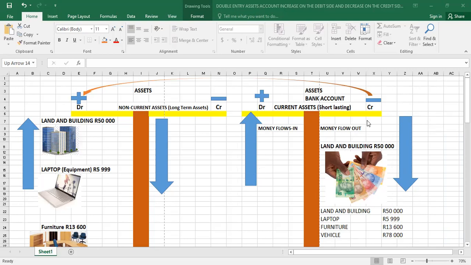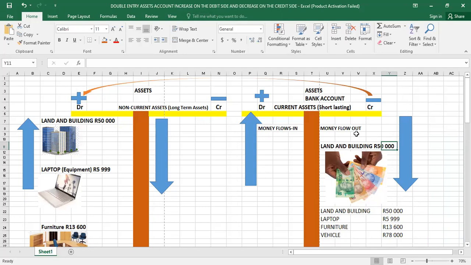Land and building, what is it that we are going to be doing? We are going to credit our bank account with how much? 50,000 rand. Why are we removing 50,000 rand from our business bank account? Because we are purchasing land. So the money is out. There must be a reason why the money is out, and then we must receive something. If you check this arrow, we are now going to be debiting our non-current assets. We are receiving that particular land and building.